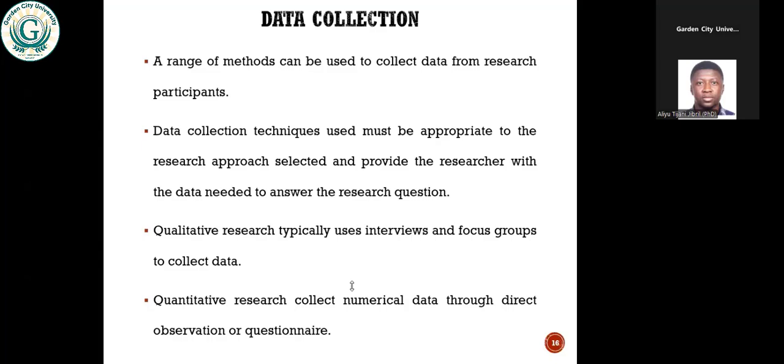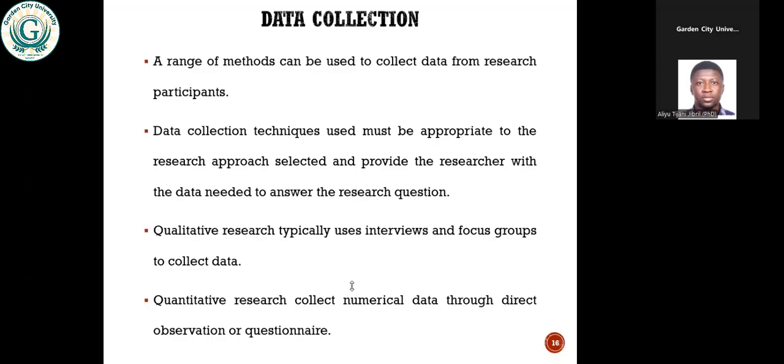By so doing, you are going to make your work very lengthy, because when you develop a questionnaire, you must first test it in a different population before you then apply it in your own population of interest. So that means you're going to conduct multiple studies. You should have a pre-test before you conduct the main study.